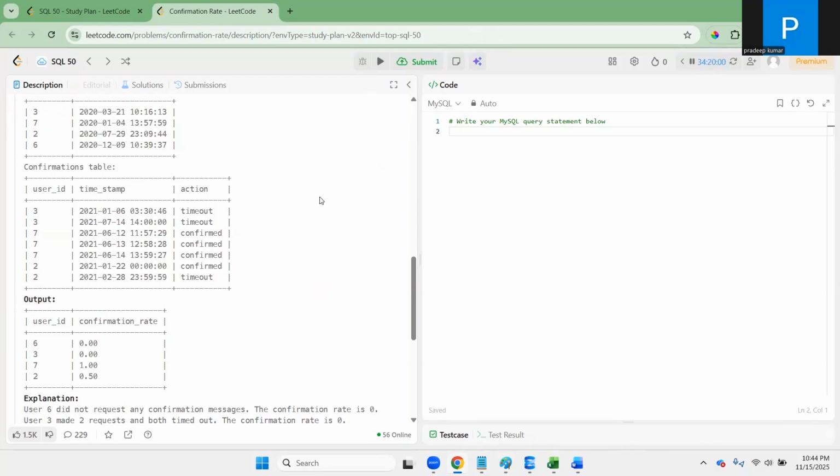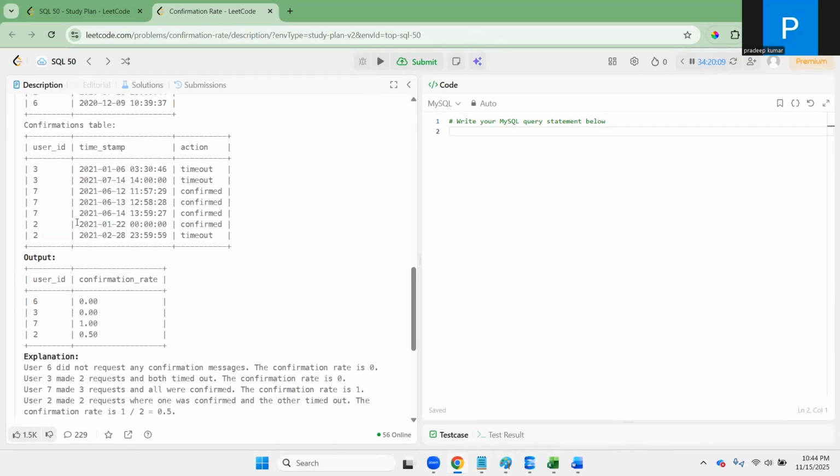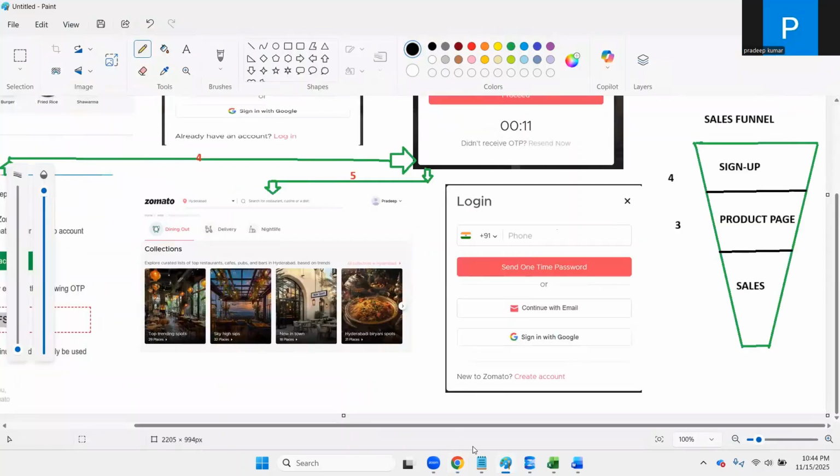Okay, so the success rate also is not there, there is a timeout, right? So totally 0%. Similarly, if you see seven, three times he entered into the landing page, three times it is confirmed. So three times he entered the landing page, three times successful. So total 100%. So it showed as a one. Similarly, the rest of the thing. So from this output they will understand the confirmation rate is high, right? So the confirmation rate is very high.